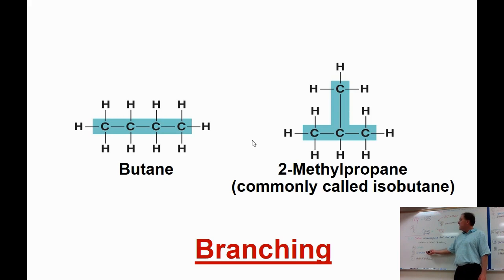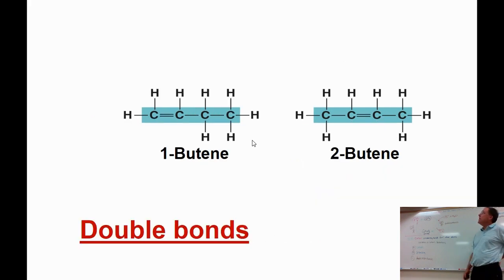You can see branching as a variation. I'm going to tell you that there's the same number of hydrogen and carbon atoms in each of these molecules, and we'll get to what that's called in a moment. You can see here differences in double bond placement. You can see 1-butene has the double bond off the first carbon, and 2-butene has the double bond off the second carbon.